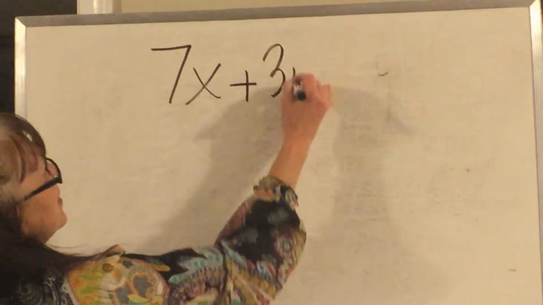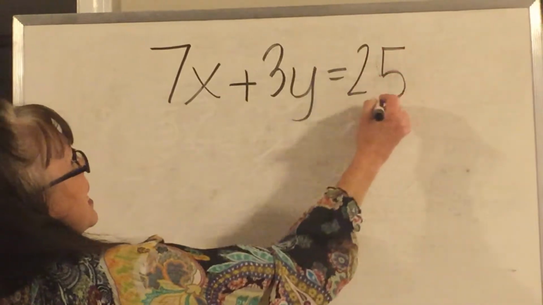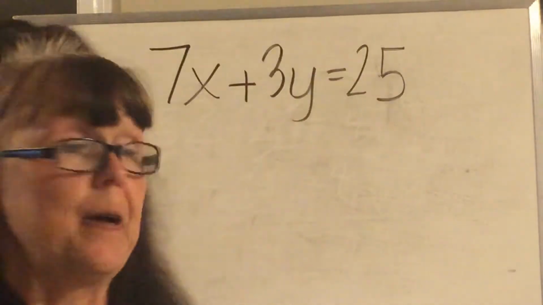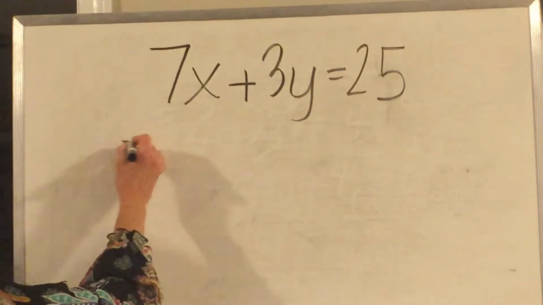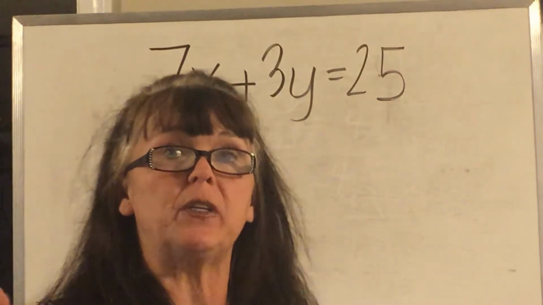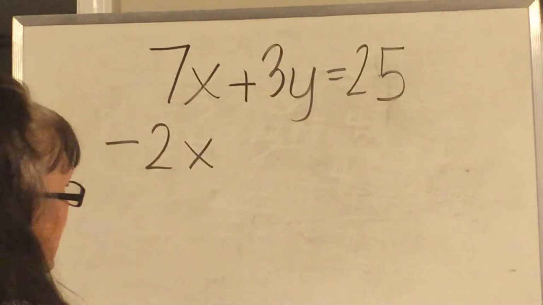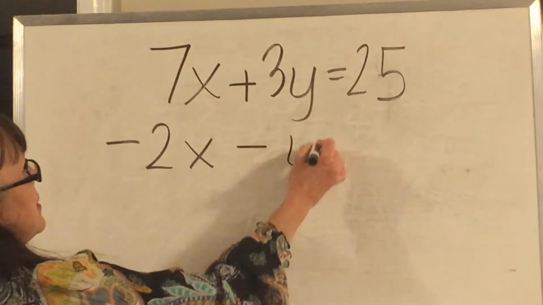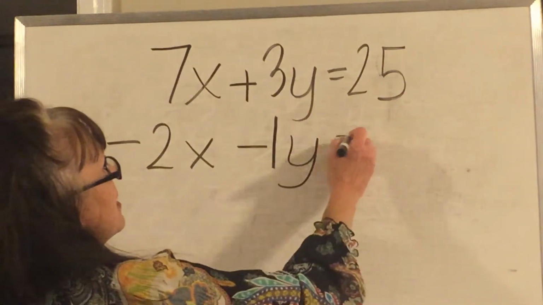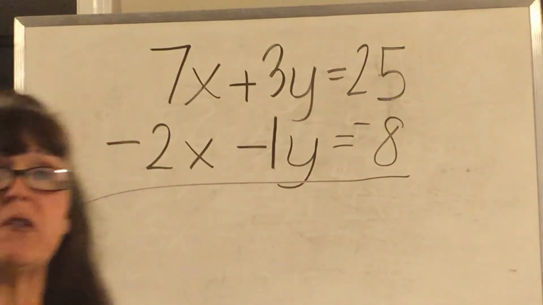7x plus 3y equal what? 25. And then, I like to line these up underneath each other. So underneath the x, I'm going to put negative 2x. Now, if this wasn't already lined up, we would take the time to line everything up underneath each other. And then minus y. Of course, there's an invisible 1 there that we could put, if you need to, equal negative 8.